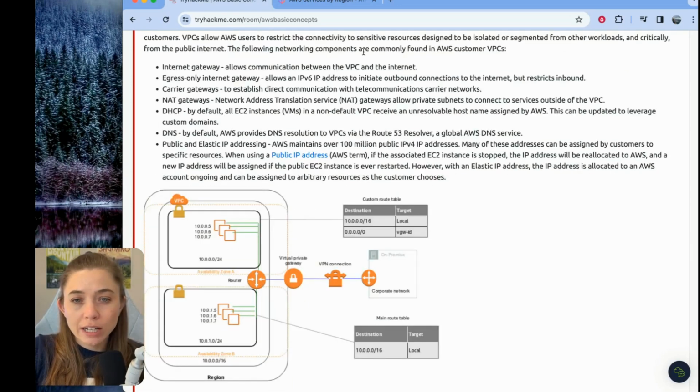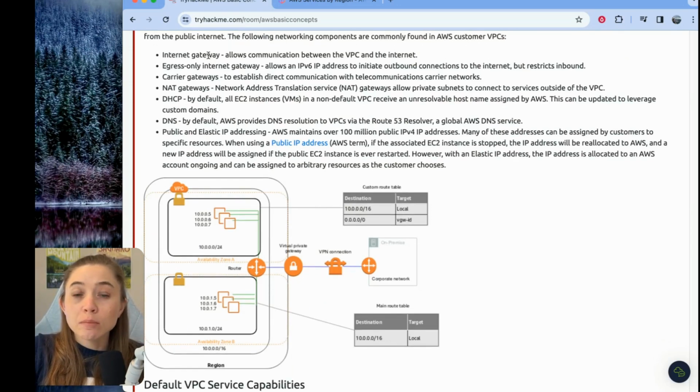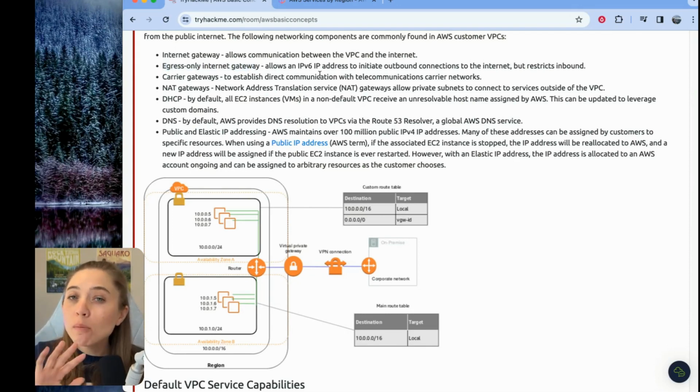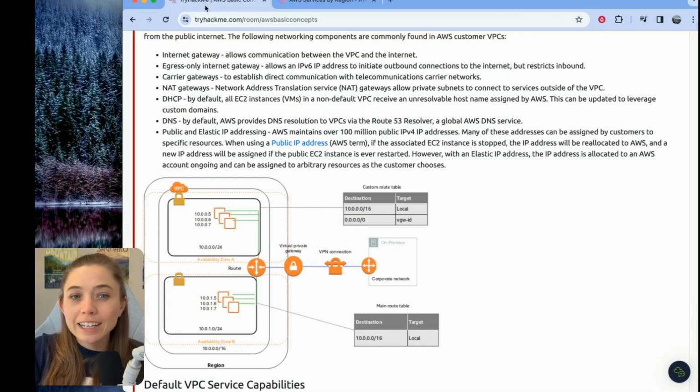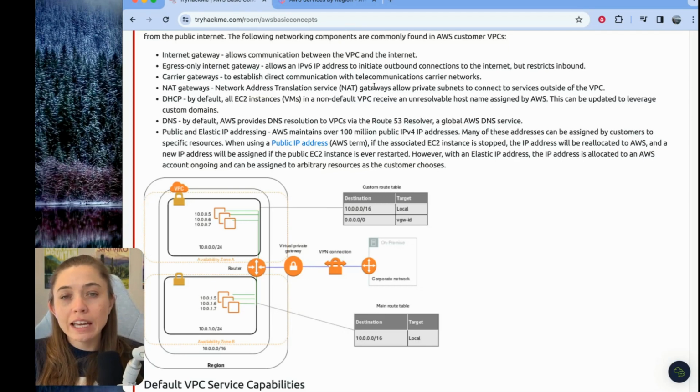The following networking components are commonly found in an AWS customer VPC: internet gateway, which allows communication between the VPC and the public internet; egress-only internet gateways, which allow outbound traffic to the internet but restrict incoming traffic from the internet; carrier gateways, which are used to establish direct communication with telecom carrier networks; and NAT gateways. NAT stands for Network Address Translation, and NAT gateways allow private subnets to connect to services outside the VPC. Now, AWS has a managed NAT gateway service, and you can also roll your own NAT gateway.